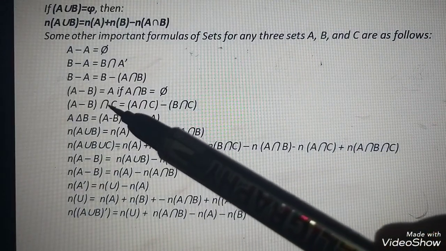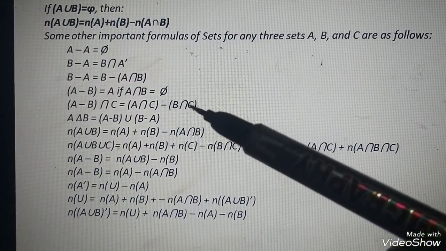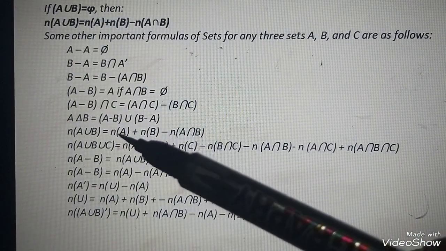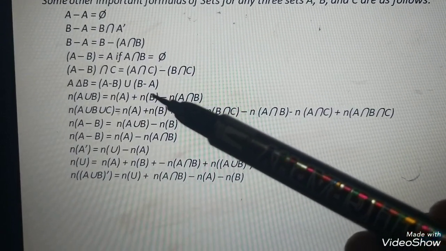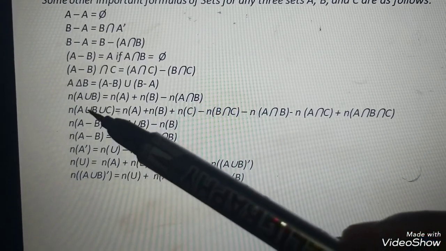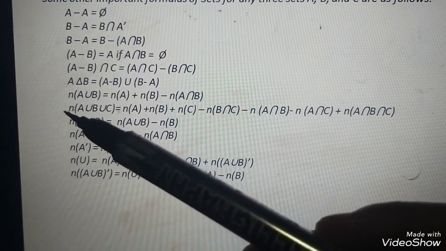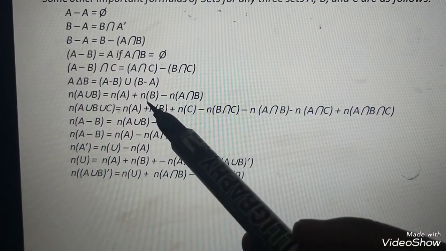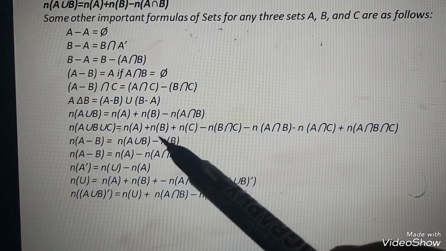A minus B intersection C is equal to A minus B intersection A minus C, and A delta B means A minus B union B minus A. Now n of A union B, the number of elements of A and B, we write as n of A plus n of B minus n of A intersection B.